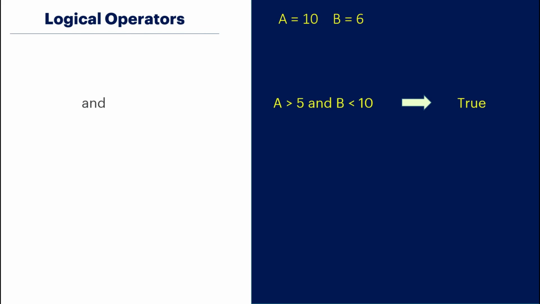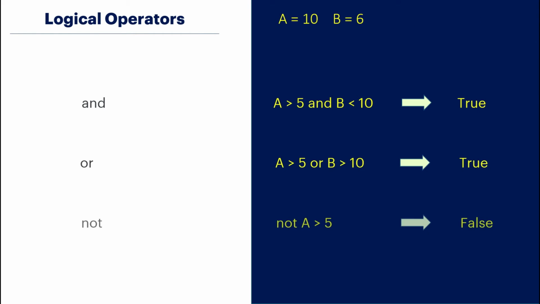Logical operators. Logical operators are and, or, and not. They are clubbed with two relations and return a Boolean result. The and operator checks for both the conditions to be true. The or operator checks for either condition to be true. The not operator complements the Boolean value.